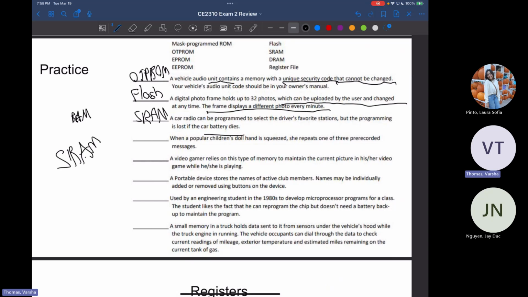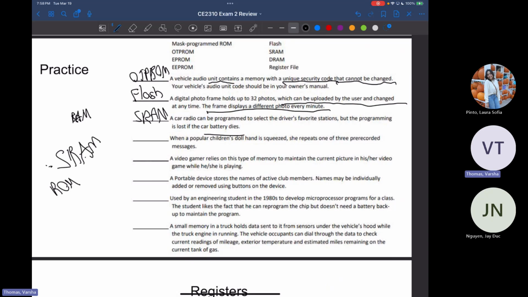When a popular children's doll hand is squeezed, she repeats one of the three pre-recorded messages. This one will be ROM memory because it doesn't have power. The children's doll hand doesn't have power anymore, but it still displays the recorded messages. So with that in mind, we know it's ROM.